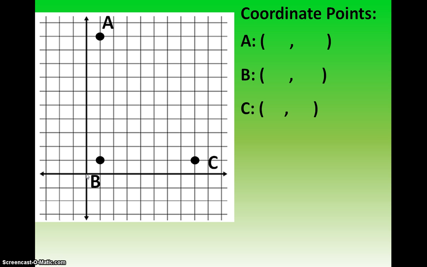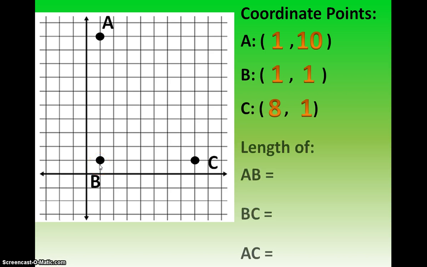But A, you should have gotten that it is (1, 10), because I went to the right one and then went up 1, 2, 3, 4, 5, 6, 7, 8, 9, 10. B is at (1, 1), and C is at (8, 1), counting across to get those points there. Now, what I'd like you to think about a little bit is, what's the distance between A and B? So if I was going to figure out the length of AB, hopefully you said to yourself that it's 9.